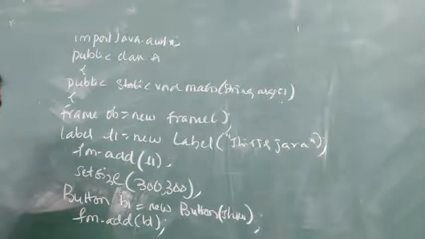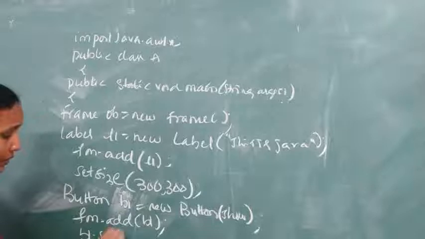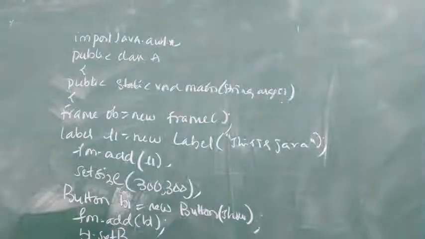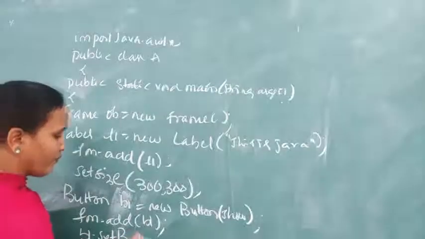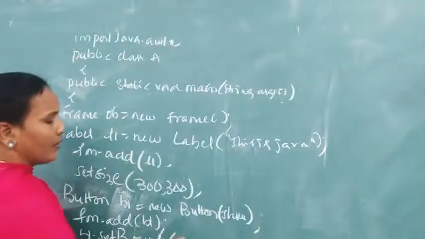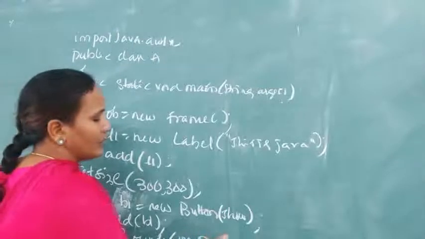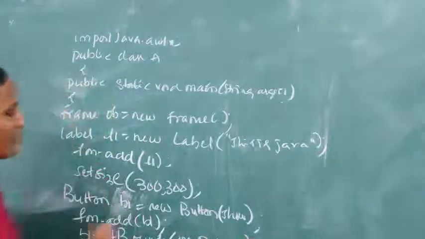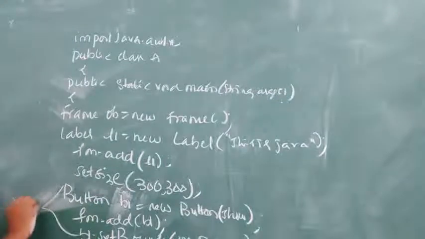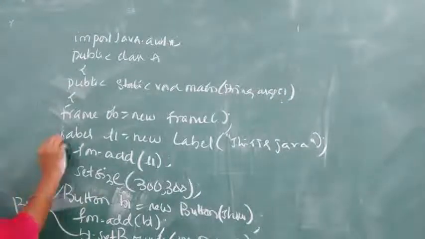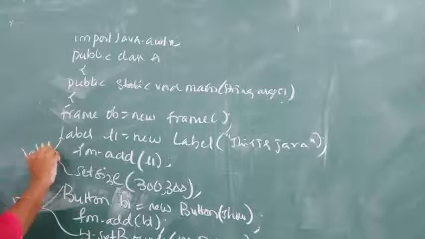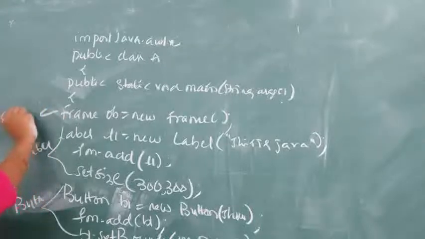After adding the button, you should give the boundaries. For boundaries, for example B1, you need to use the setBounds method, for example 150, 250. And this is the complete code for the button. This is the code for a label, and this is for the frame.